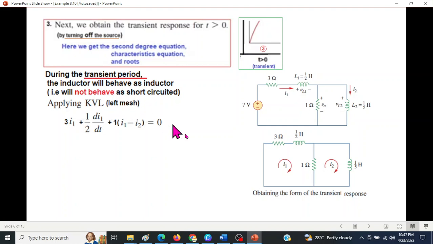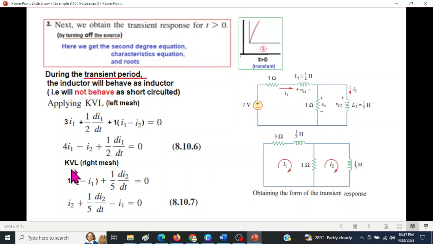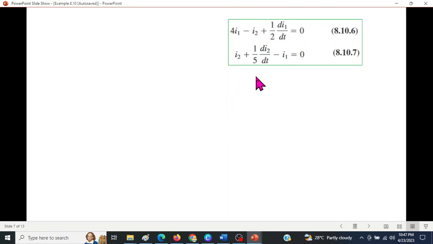And now if you apply KVL in the left mesh, so 3 I1 plus di1/dt, and this one is, we have already learned, 1 into I1 minus I2. Rearranging, we get this equation. And similarly, for mesh 2 or the right mesh, now it will be I2 minus I1 and 1/5 di2/dt. So from here, this is our second equation.